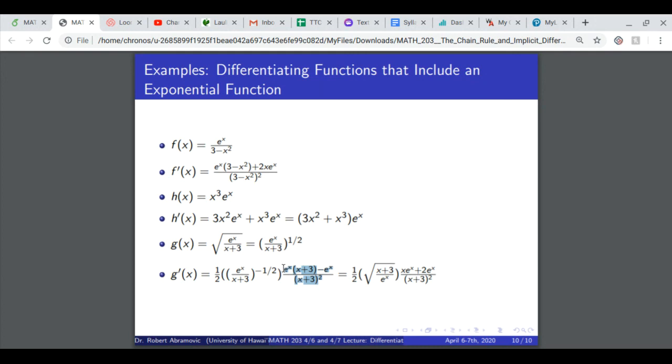This simplifies. You can multiply this out. The first term here is x e to the x. The second term is 3 e to the x. Subtract e to the x, we get 2 e to the x. Divide by x plus 3 squared. There's our answer.